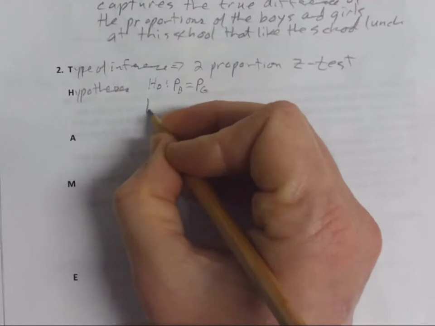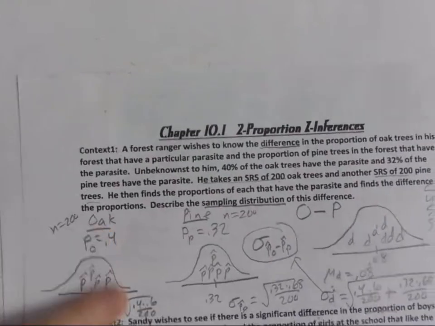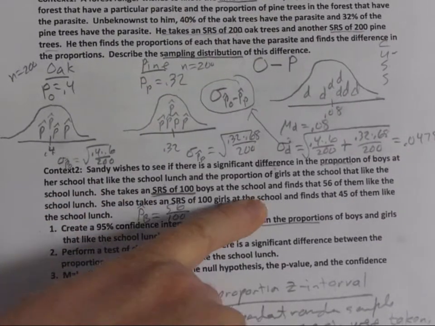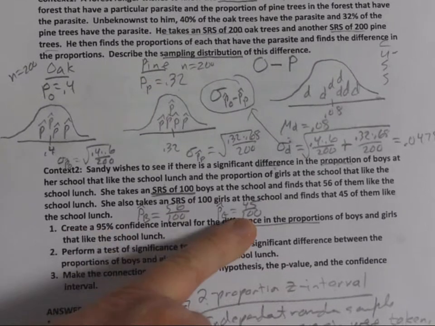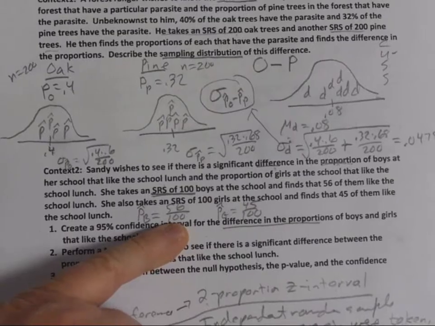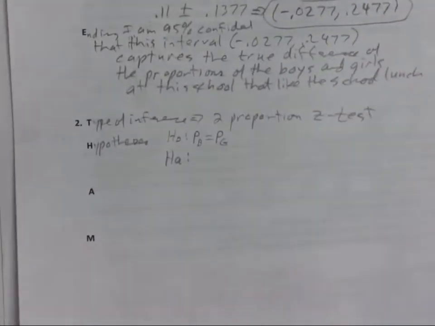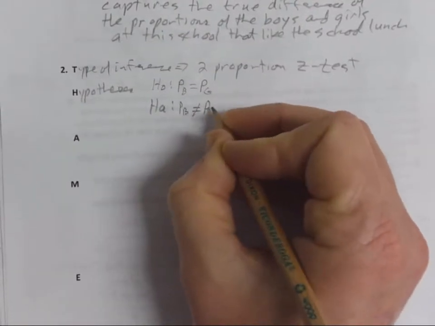So our alternative is what you suspect might be true. The null is always no change, no difference, or status quo. We assume that they're the same. The alternative is what we suspect. Nowhere in here did it say we suspect that the boys are more than the girls or anything like that. It just gave the sample values, and it's not considered ethical to look at the sample values to determine your alternative. It has to be something that is decided before that. And so in that case, you go with the two-sided, not equal to, like that.